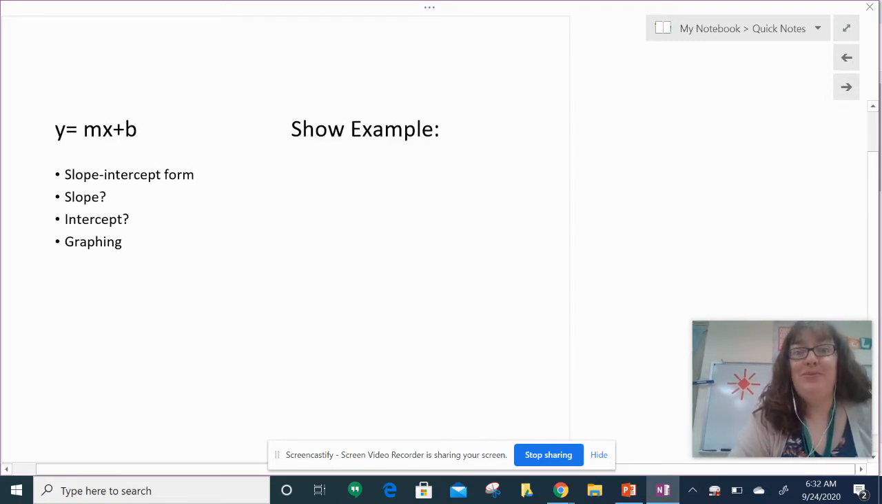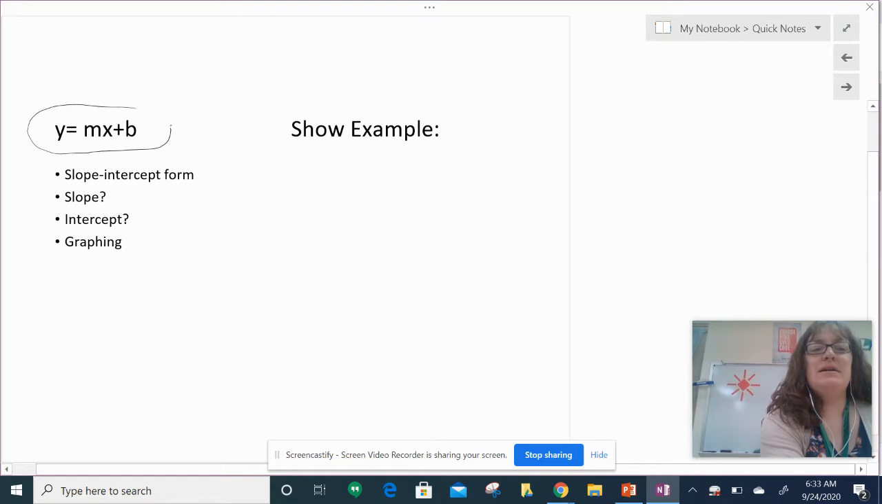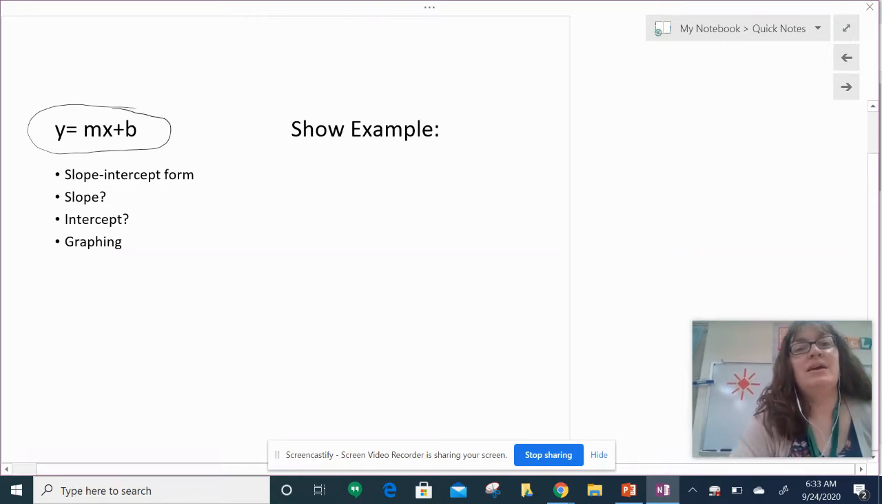So let's review. What is slope-intercept form? You can see it written here on your screen. y = mx + b. You know, mathematicians aren't really very creative sometimes, and so slope-intercept form is called slope-intercept form because they give you those two pieces of information. They give you the slope, and they give you the y-intercept. So let's talk about those two things.